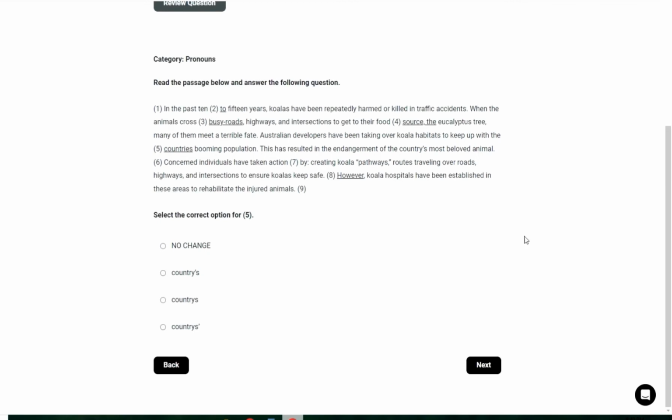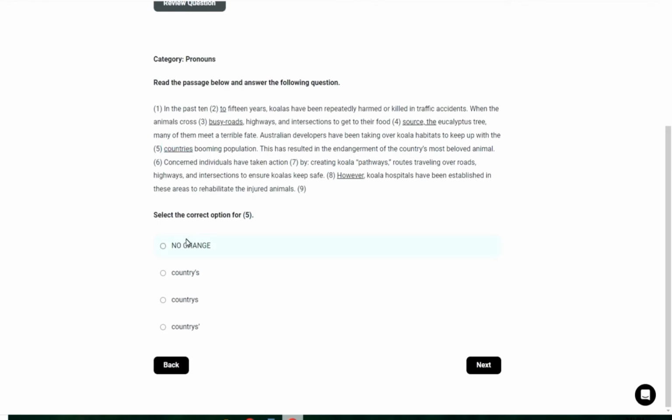Go ahead and move into this. So "countries" right here, in the way that it's used, is going to be the plural word for countries. And we're talking about one country here, about Australia, so no change would be incorrect because we're not using the plural. There's not multiple countries' booming population. It's only one. So no change is going to be off the table.